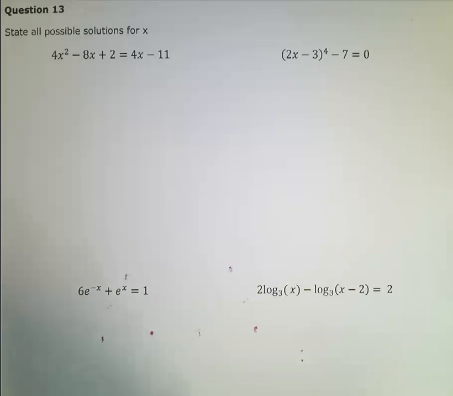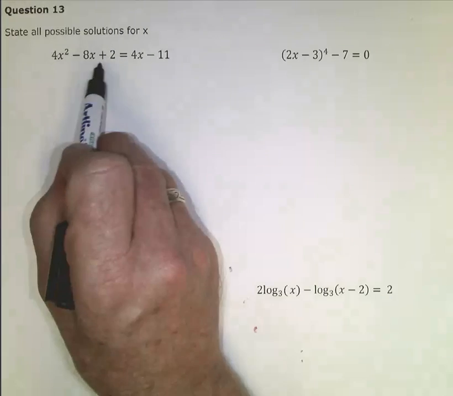This is for Year 12 Methods. It's question number 13 out of the 2014 Functions Test SAC. State all possible values for x. Okay, so I've got a quadratic equaling linear.